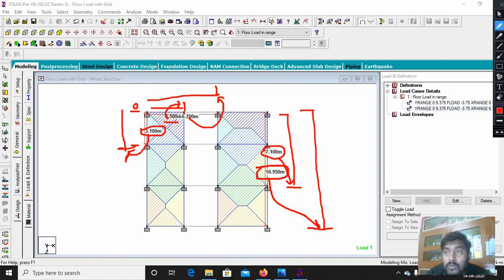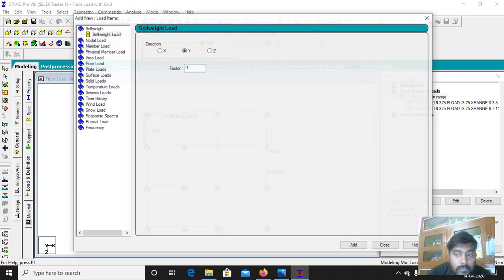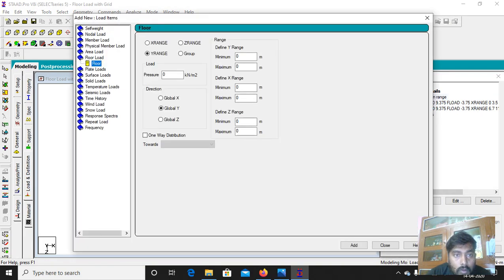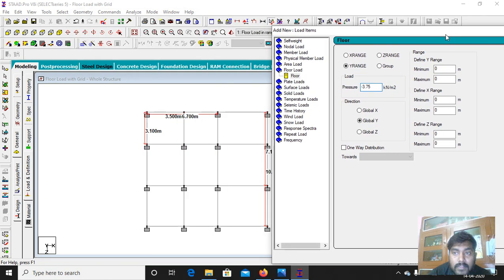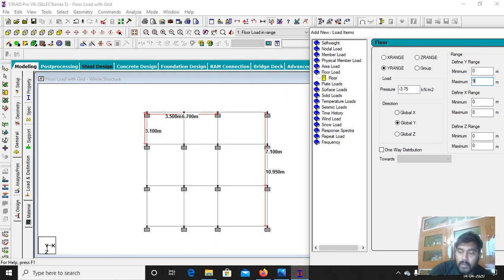So let us put the values here. First, load, add floor load, with the value 3.85 minus 3.75, that is the value of the load. Now coming to the x and z range. The y range is I think 9.375. For the first range, the x minimum value is 3.5 and the maximum is 6.7. Similarly for z, the minimum value will be 0 and the maximum will be 3.1, for only this slab.